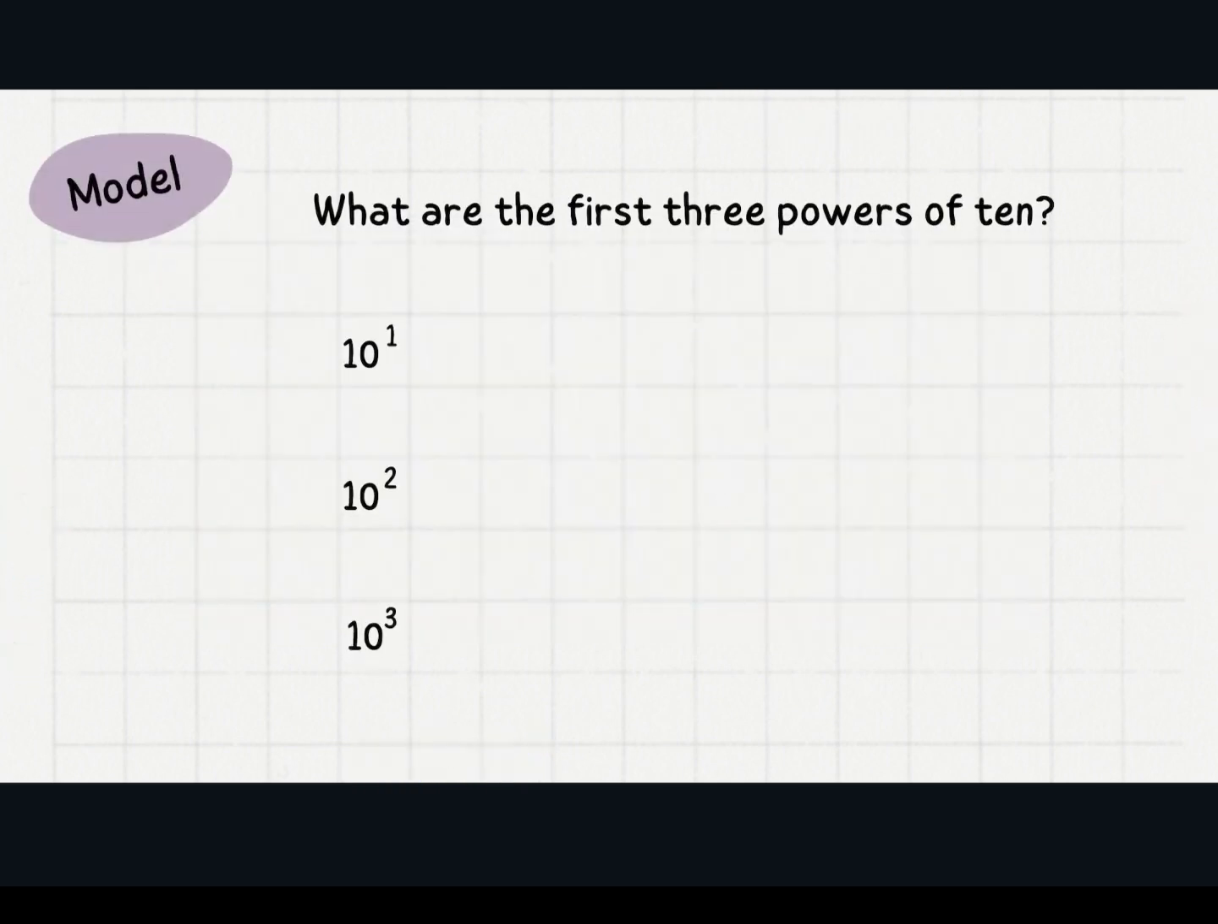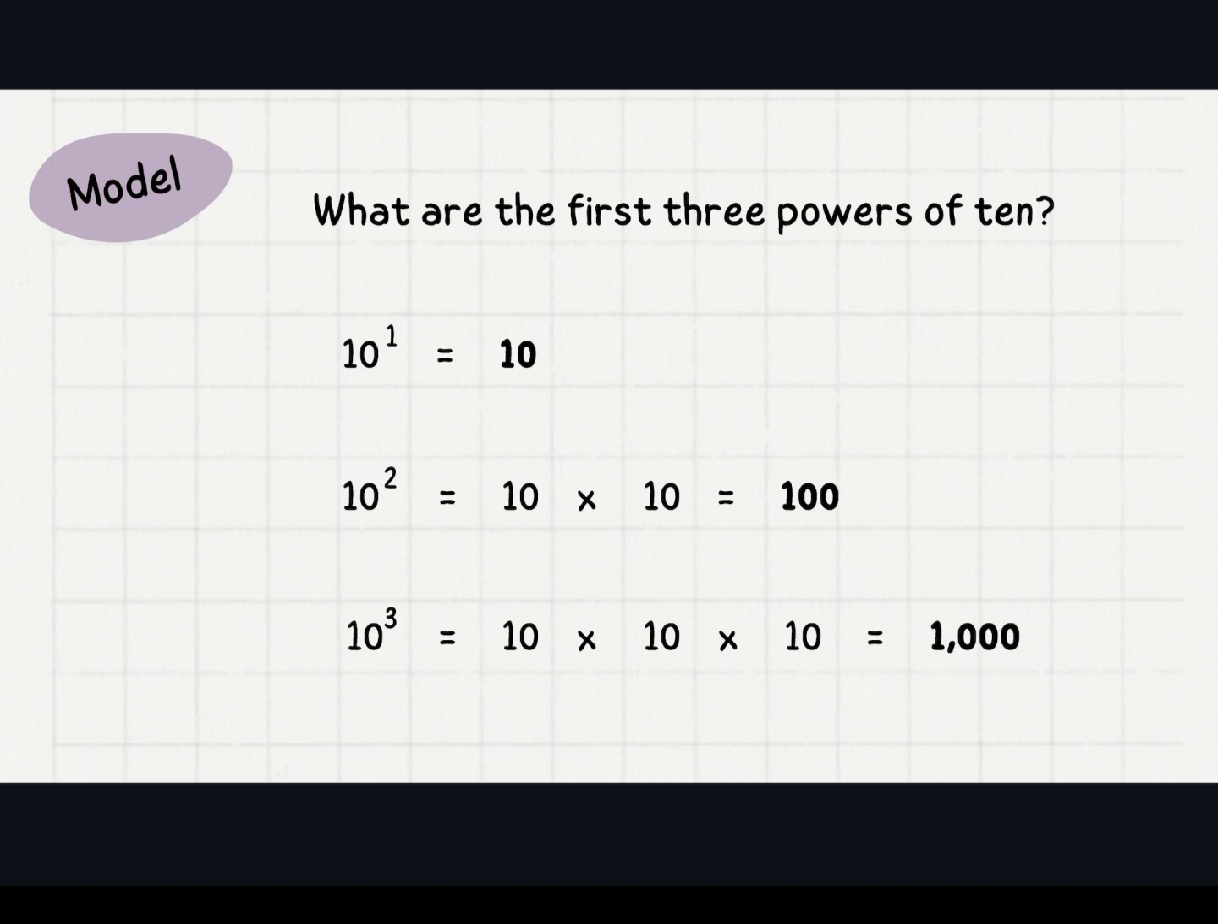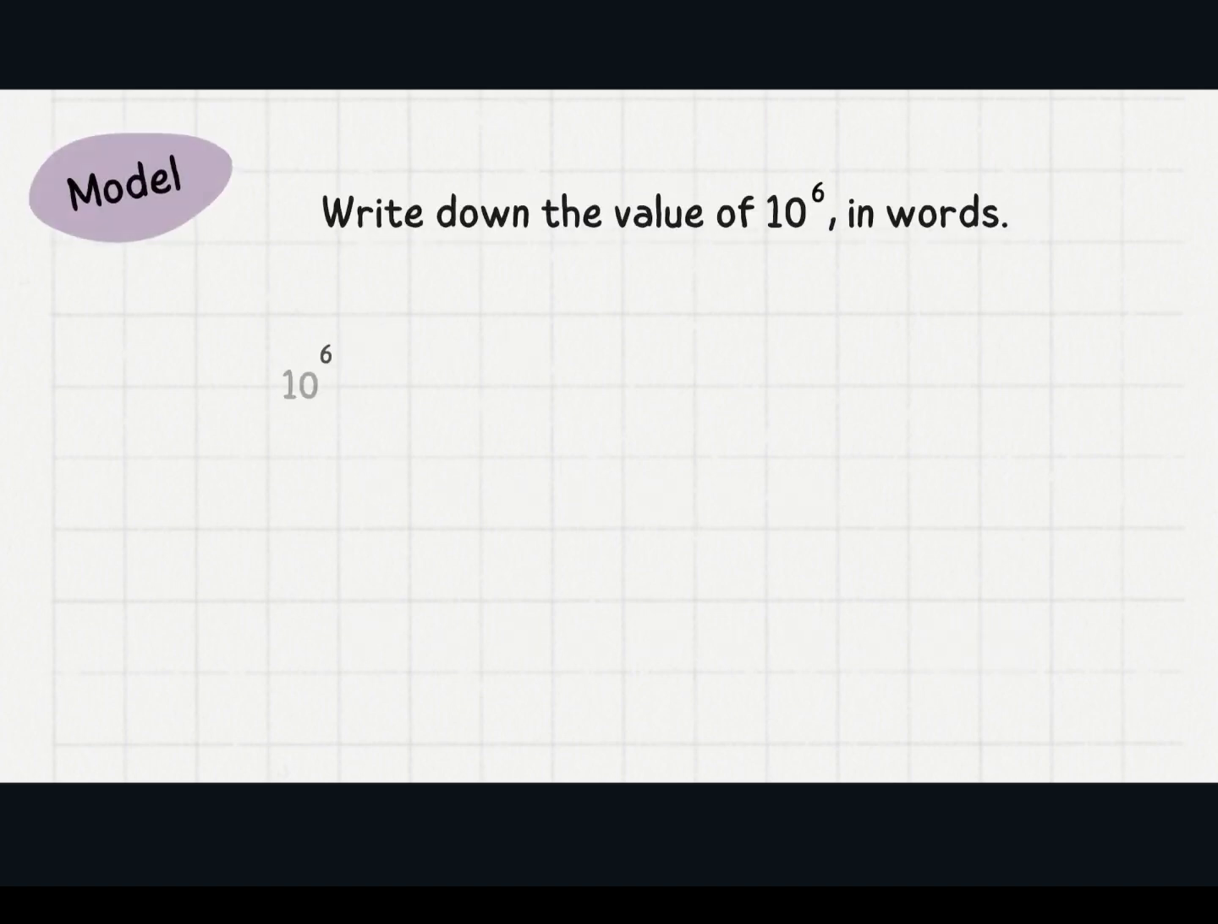Well, 10 to the power of 1, anything to the power of 1 is just itself. So 10 to the power of 1 is just 10. 10 to the power of 2 is 10 times 10, which is 100. 10 to the power of 3 is 10 times 10 times 10. That's 1,000. What happens if we increase the power significantly?